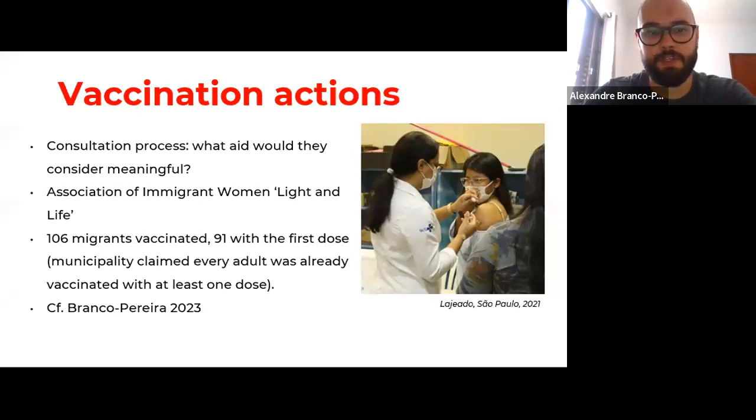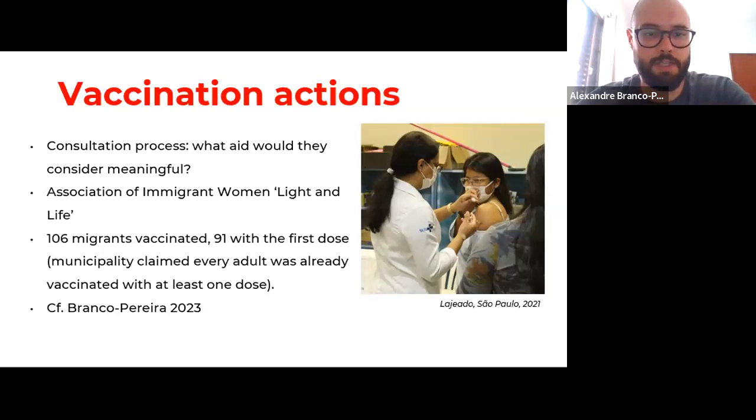So with the participation of the association, we organized three joint efforts that provided, among other things, free regularization services and vaccination against COVID-19. The network I coordinated at the time was responsible for contacting the municipal health department to require a vaccination team and the dismissal of presentation of Brazilian documents to be immunized. And the association was responsible for engaging migrants in the neighborhood.